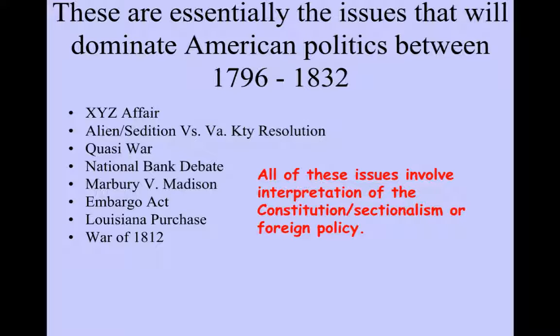Remember the national bank discussion? Nowhere in the Constitution does it say that you can have a national bank. Hamilton says, well, if it's necessary and proper, you can have one. And Jefferson vehemently disagreed. Well, nowhere in the Constitution does it say that the president can buy land. It does say that the president can negotiate a treaty.